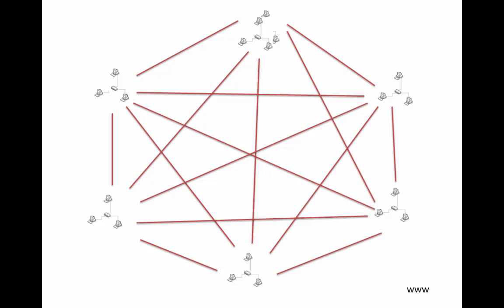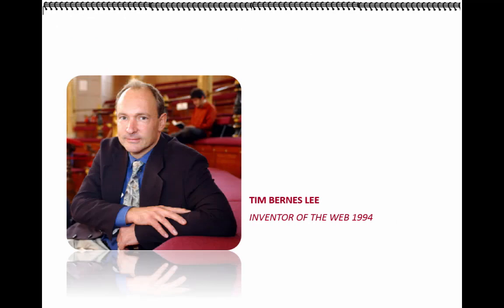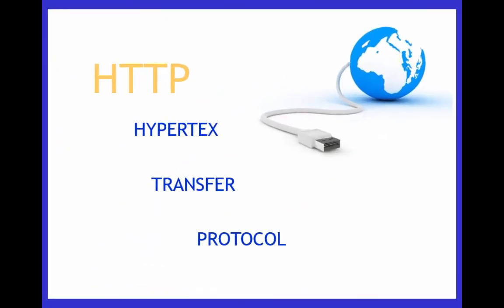And since this connection is global and it looks like a cobweb, you can call it the World Wide Web. So the World Wide Web is an example of the internet, the most popular example of the internet. It was invented by Tim Berners-Lee in 1994. This is Tim Berners-Lee, the inventor of the World Wide Web, from the UK.